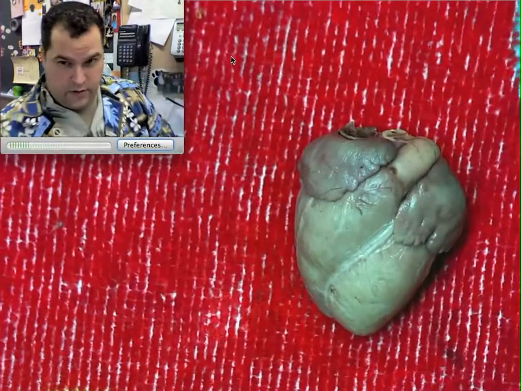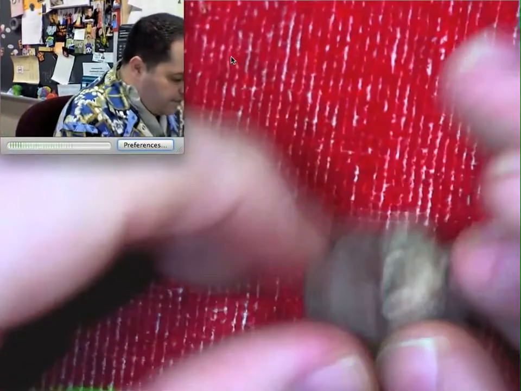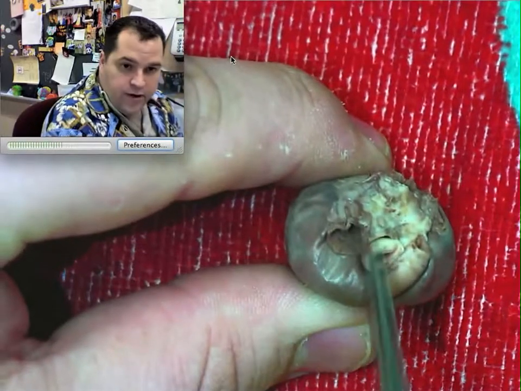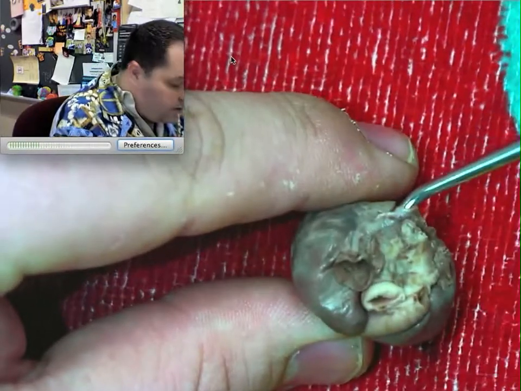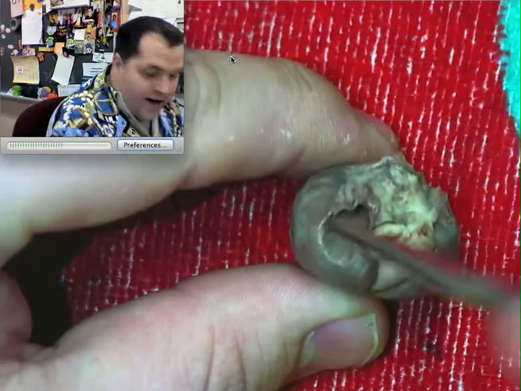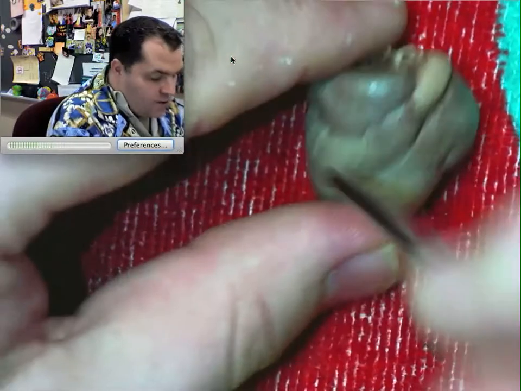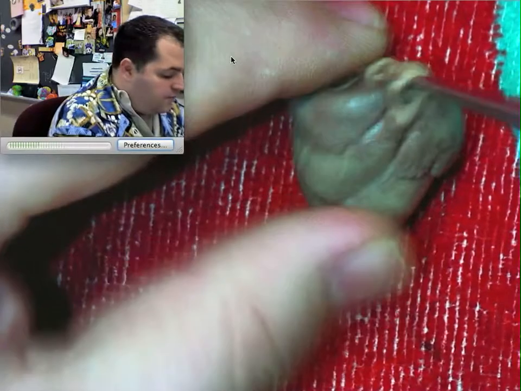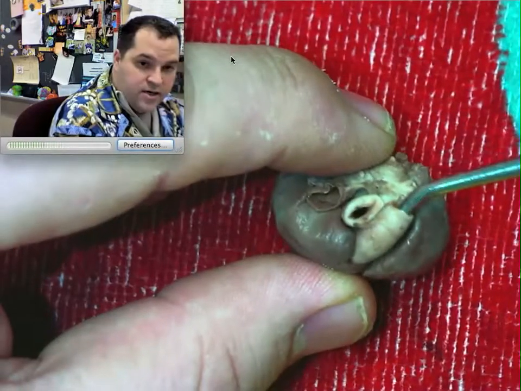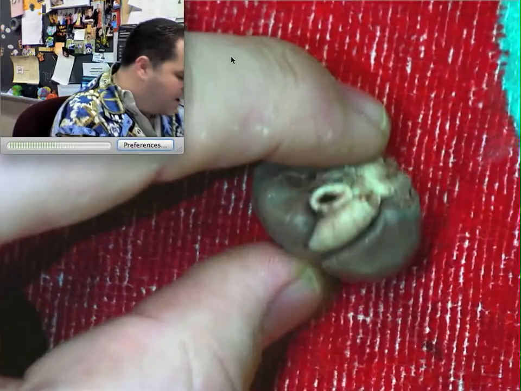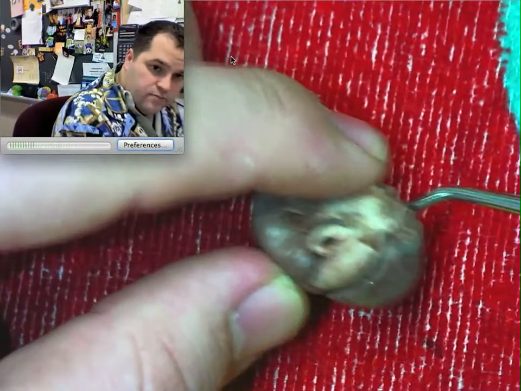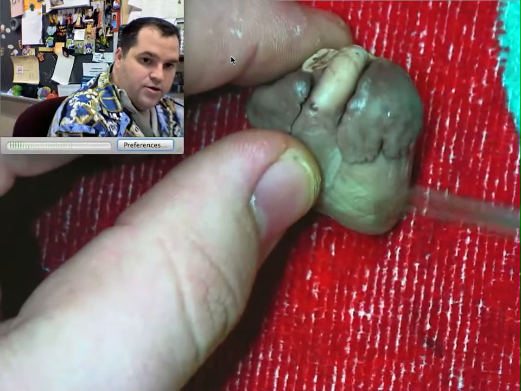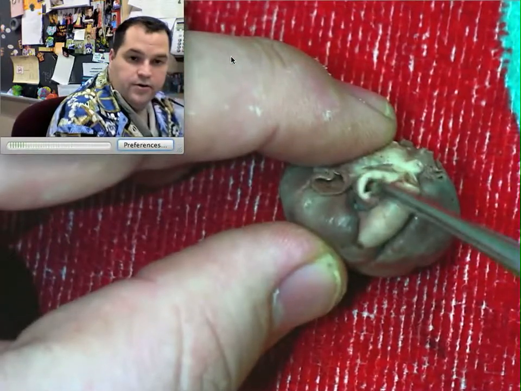So, let's go over it one more time, and then I'm going to take a look at the beef heart. Now, we have the blood coming from the body to the superior and inferior vena cava to the right atrium. From the right atrium, it goes to the right ventricle. From the right ventricle, it goes to the pulmonary artery, which once again is here, to the lungs. It comes back through the pulmonary vein, into the left atrium, to the left ventricle, and then out the aorta.